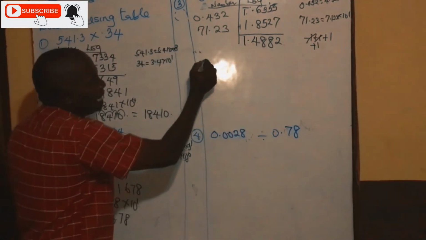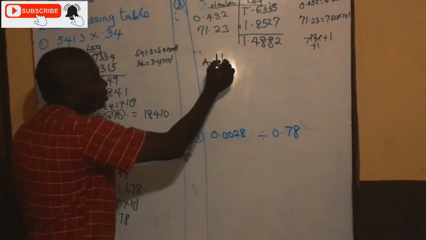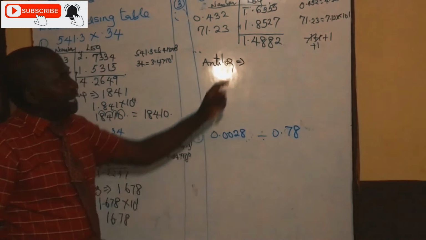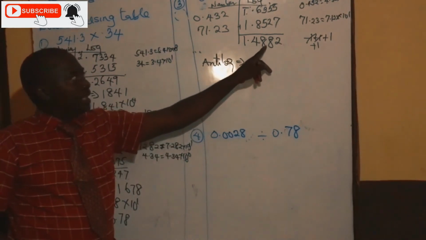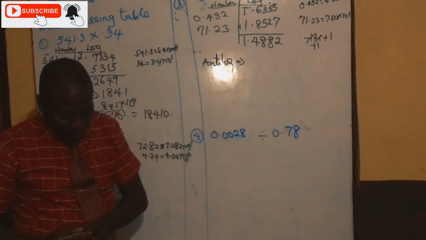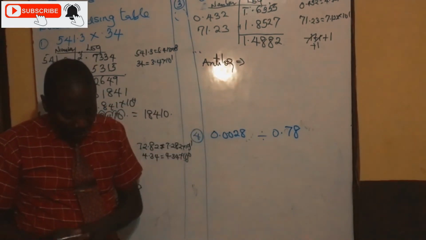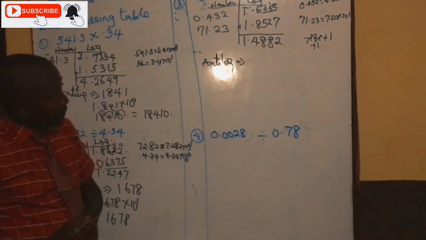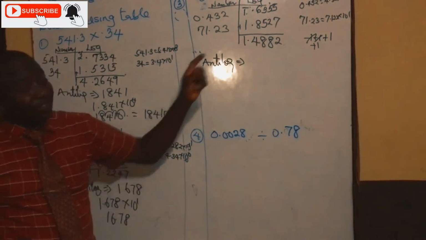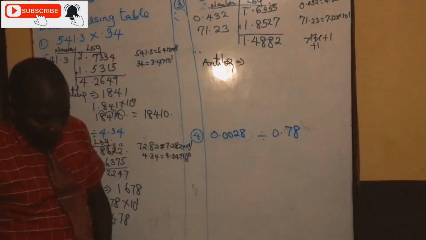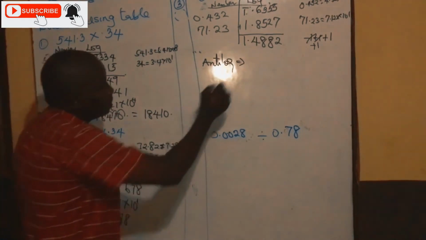Then we check the antilog. The antilog of 48 under 8. Then we check the difference and add it to it. 48 under 8 is 3076. Difference of 2 is 1. That one will now be 3077.